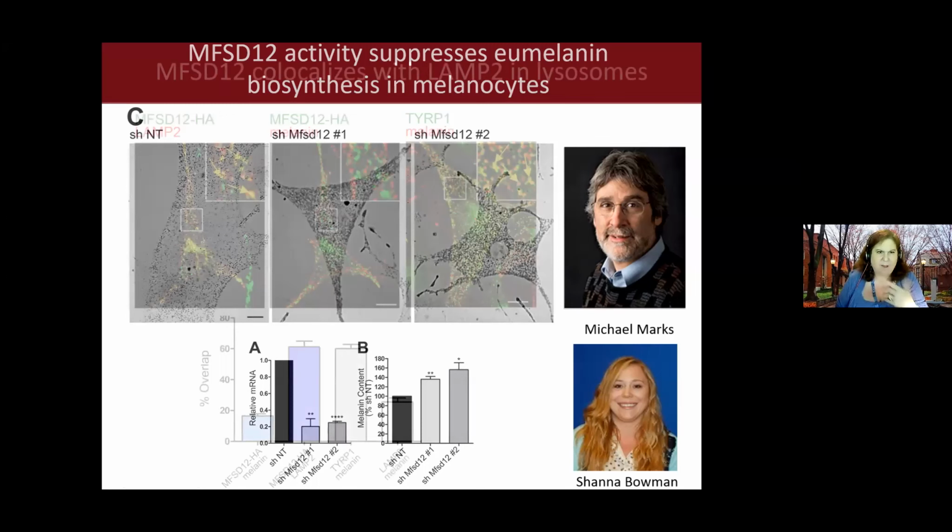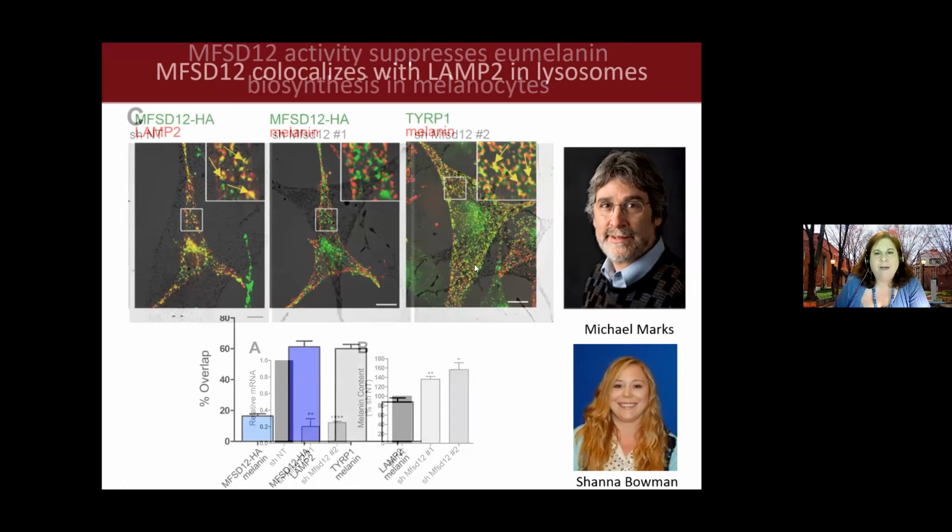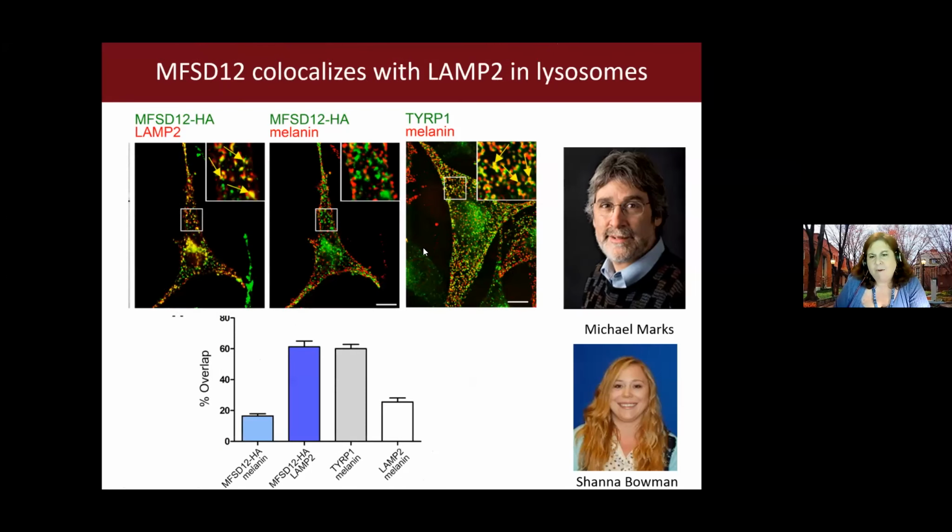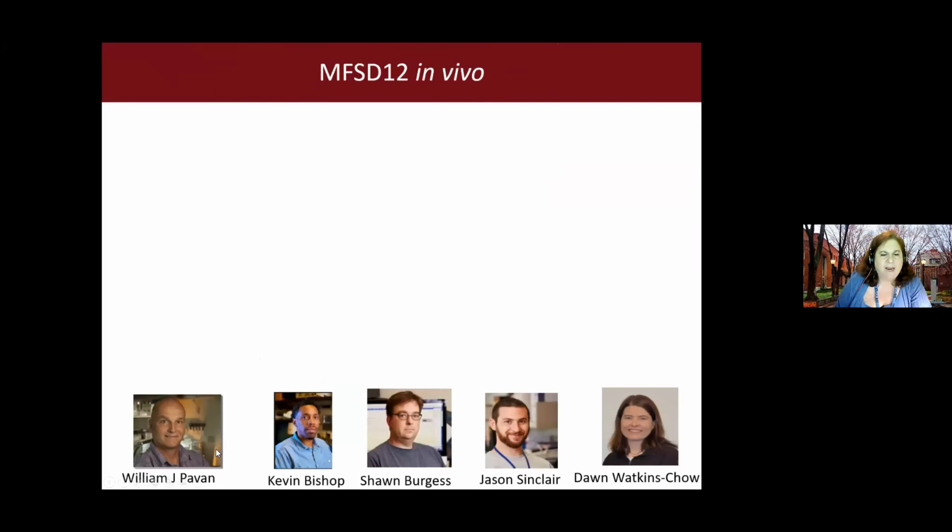But what was a little strange to them is that the protein did not co-localize with other proteins in the melanosome, it co-localized with proteins in the lysosome. So at that time, at least, it was still a bit of a mystery how this is impacting development of pigments in the melanosome. And then our collaborators at NIH, including Bill Pavan, used CRISPR-Cas9 gene editing to knock out this gene in a mouse model.